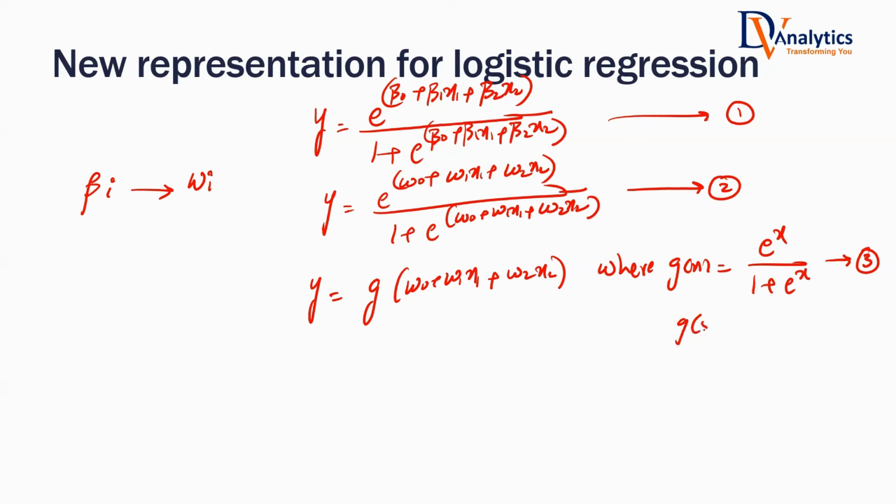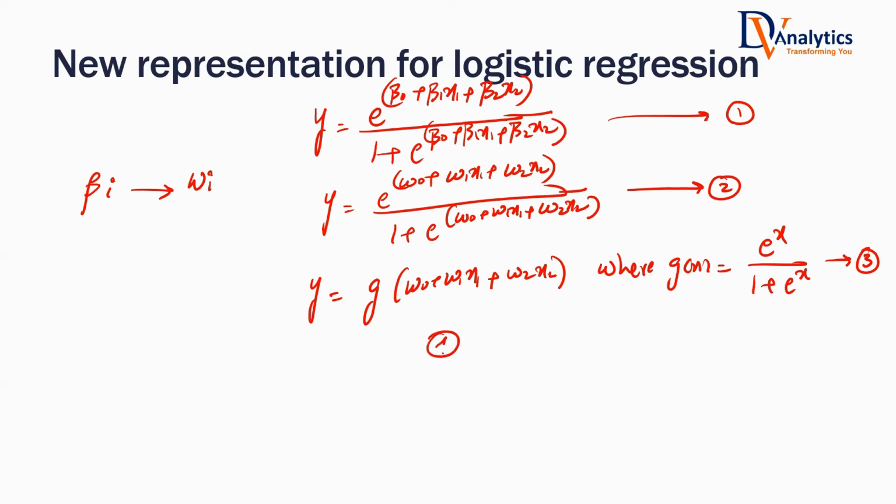What is g of 5x? It will be e power 5x divided by 1 plus e power 5x. Similar to that, for g of w naught plus w1 x1 plus w2 x2, whatever is x in that place, I have to keep all that equation. In fact, it's not even represented like this in ANN. It is represented like a graph, a graph network.